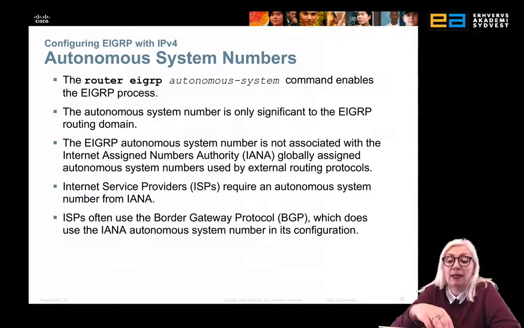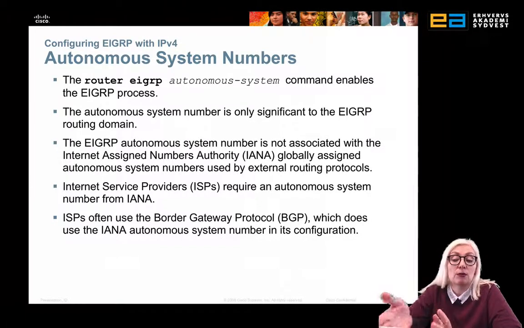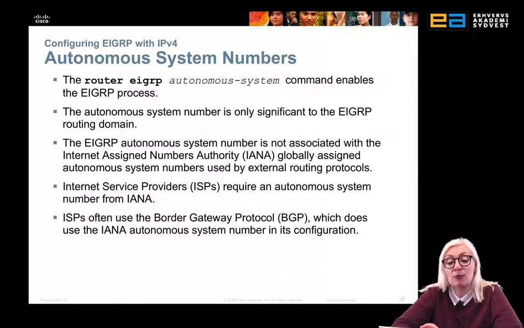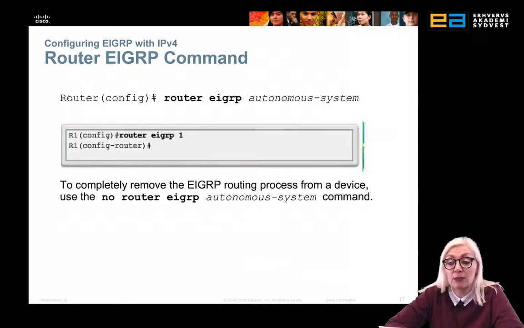Because then again we can use the Border Gateway Protocol to work between autonomous systems. This is what we are using when we are using IANA, and we're using the autonomous system number in that sense. But here in EIGRP, it's just like the area in a single area OSPF. We need to have the same autonomous system number on all of our routers. So for instance, we choose number 1, and then we say router EIGRP 1.